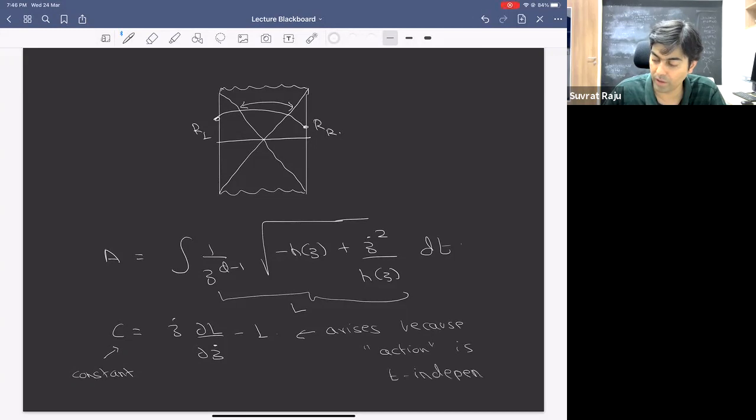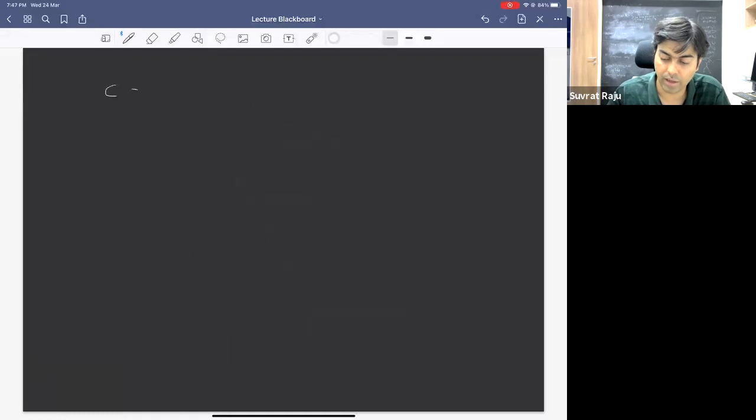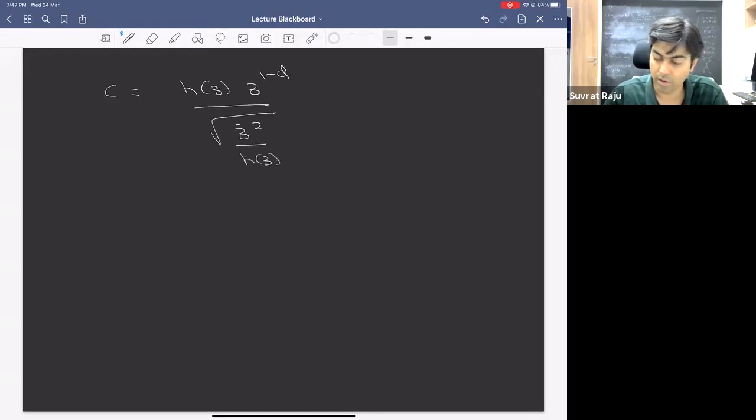And because it's t independent, there's a first integral of motion, which is just z dot times del L by del z dot minus L. And if you compute what this is, you will find that this tells you what z dot has to do. What you'll find is that this constant is h of z times z to the 1 minus d times square root of z dot squared by h of z minus h of z. Okay? So there's some expression that you will get, and you will find that this has to be a constant across the trajectory of the surface.